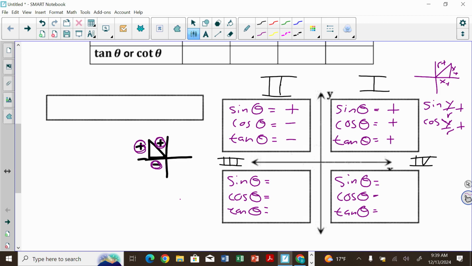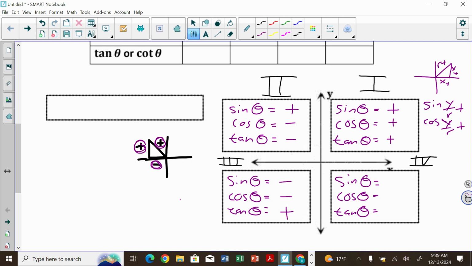Okay, the same ideas follow with the next ones as well, just to keep in mind. I just want to show you why we're getting these signs. So for quadrant 3, sine is going to be negative, cosine is going to be negative, tangent is going to be positive.